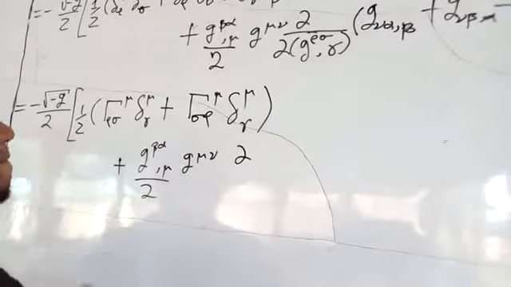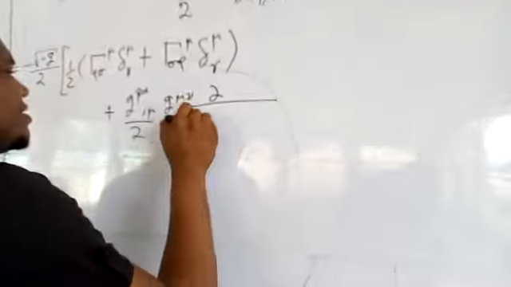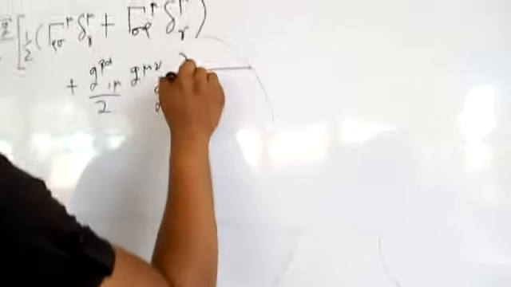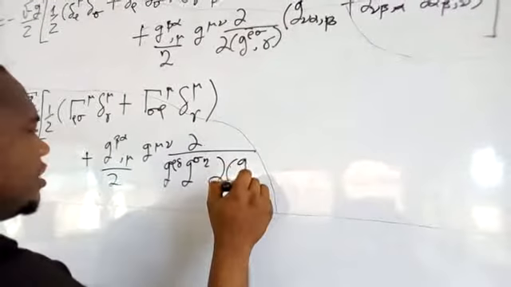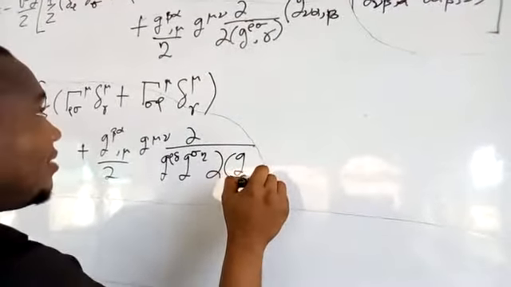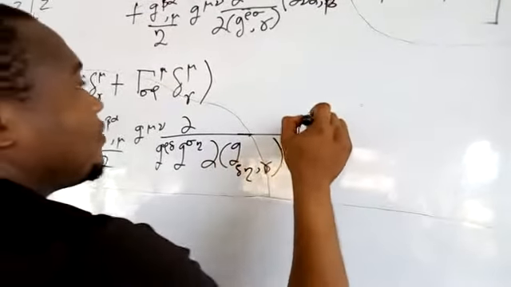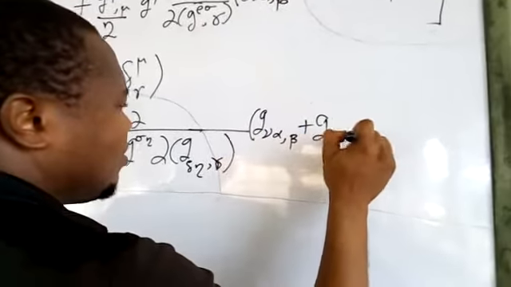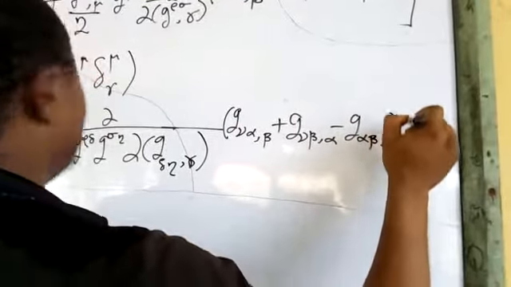Now I'm going to have 2 metric tensors. Let me say g rho delta and g sigma eta. And this will become dg delta eta comma gamma. And now what I've got here is g nu alpha comma beta plus g nu beta comma alpha minus g alpha beta comma nu. And this is what we have.